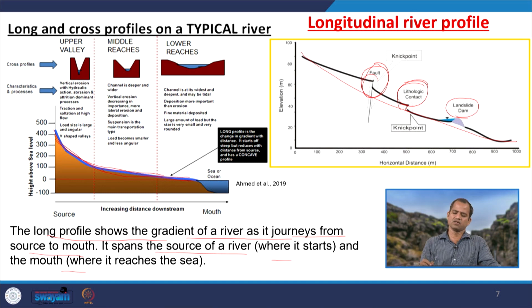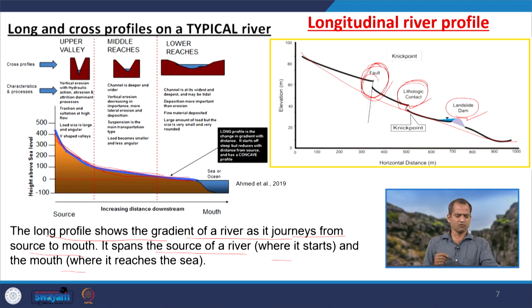And otherwise, if I am putting these faults, this lithology contact, this dam, another thing is the river confluence. If a river confluence is there within that river profile, it may give you a local convex upward, because a huge sediment contribution from the other river or the tributary is there. So, local convexity may occur.